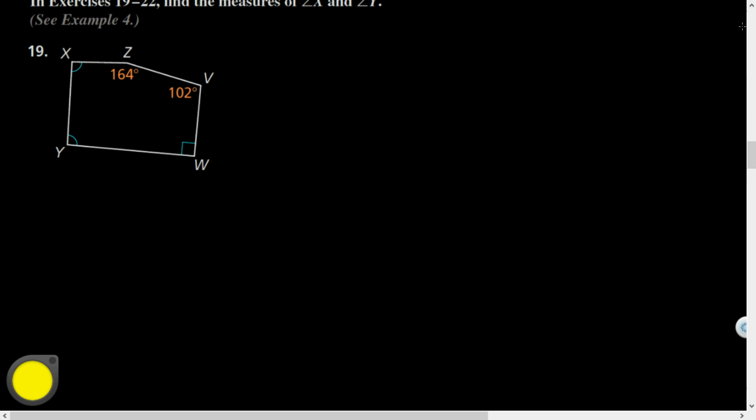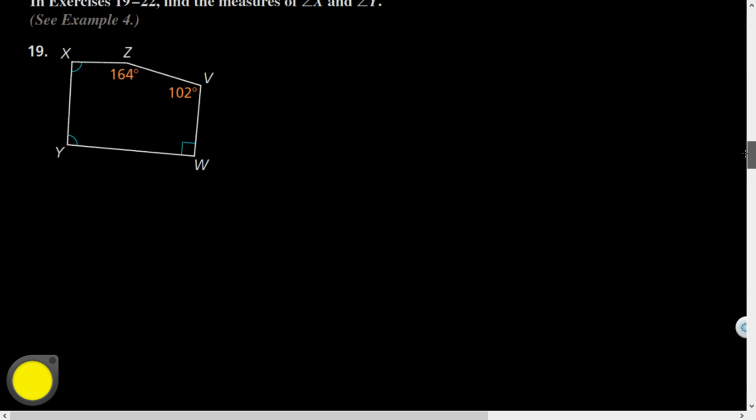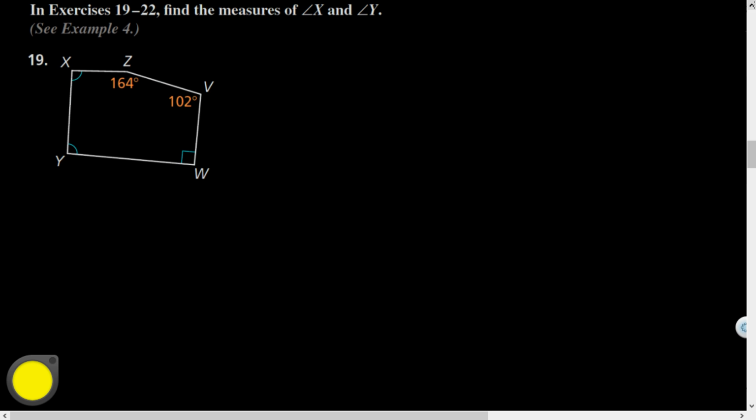All right, similar idea. Here we go. Question 19. It says find the measure of angles x and y. Notice these two angles are congruent, so I'll call them both z degrees.